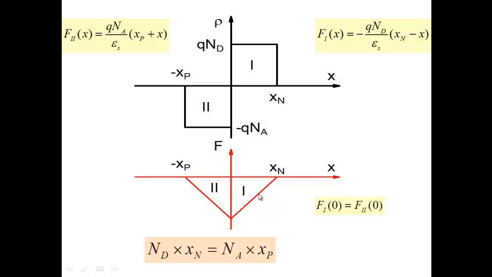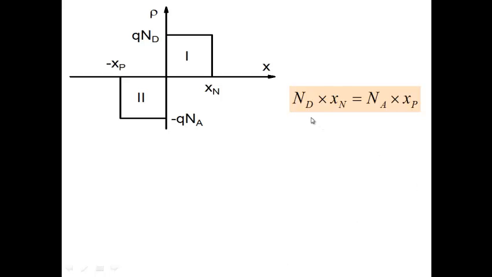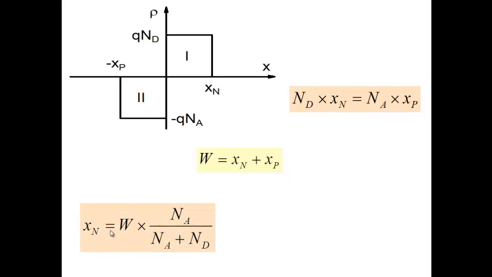All right, so this tells you that once you know one value, let's say xn, then you know the other value also, xp. All right, so Nd xn equal to Na xp. The sum of these two regions is what we call the total depletion width, xn plus xp. And therefore, I can write from these two equations that xn will be equal to w Na by Na plus Nd, and xp will be equal to w Nd by Na plus Nd. So if you know the total depletion width, then you know xn and you know xp. Or the other way, if you know xn, then you know w, and therefore you know xp. So one of these things you have to find out, and you know everything else. Okay, so you know the extent of the depletion width.